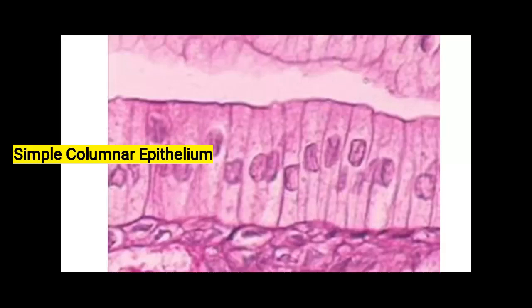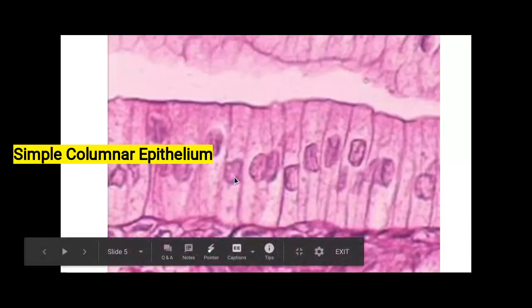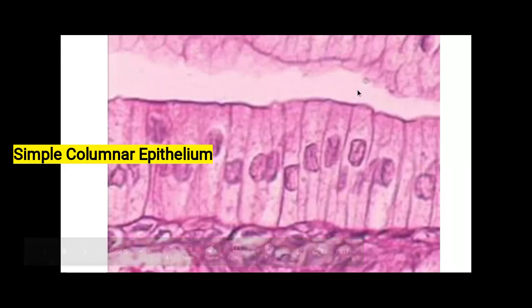Next one is simple columnar. So here's our single row of column-shaped cells. This is called a free surface. Epithelial tissue always has a free surface, or a side that is an opening or a lumen. So we have one row of column-shaped cells. So this would be simple columnar epithelium.